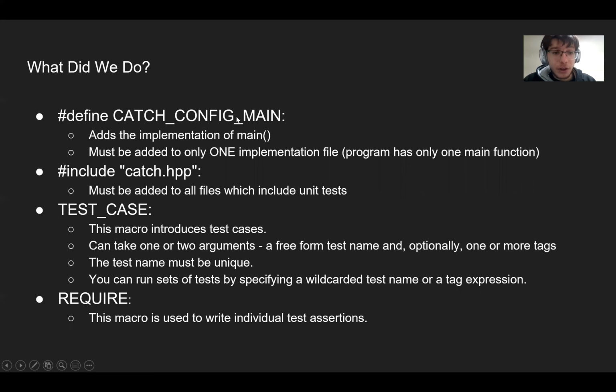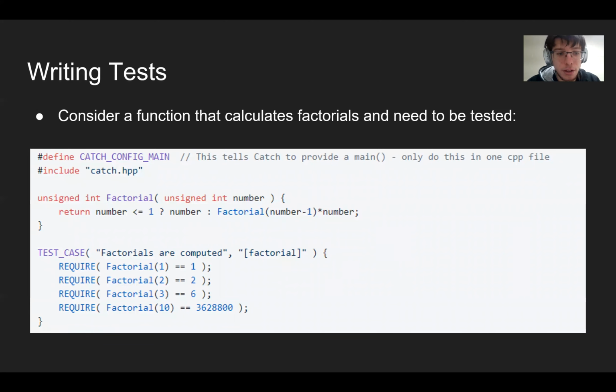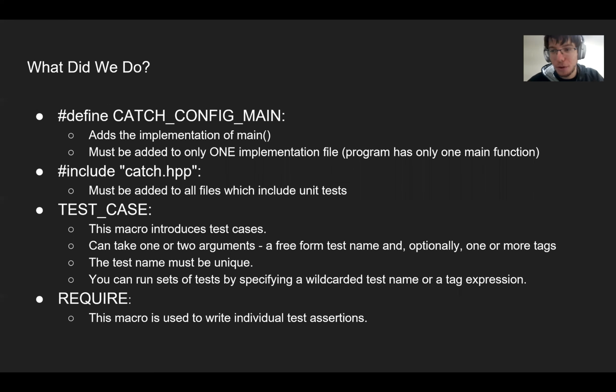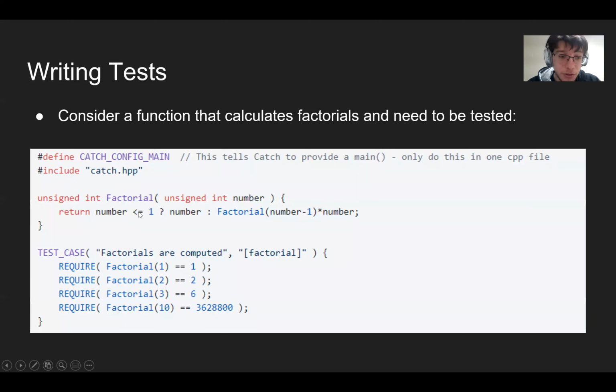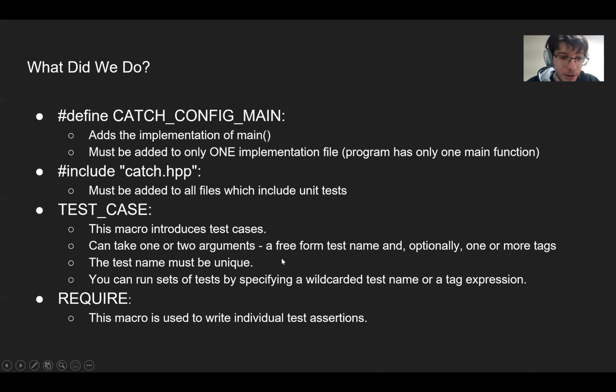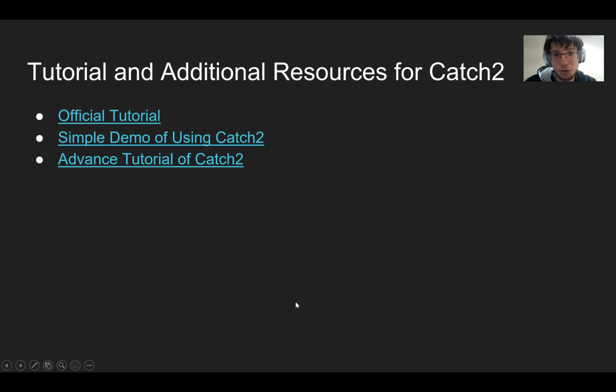Like we said, this tells it to add a main, because every program has to have exactly one main. You include it, and then there's test cases. It's a macro, right? So macros in C++ are things like TEST_CASE. It represents more code than it looks like, but it serves a function as just a word. The test name has to be unique here. So we have a name, factorial computed, and then you run it. And REQUIRE are just the assertions.